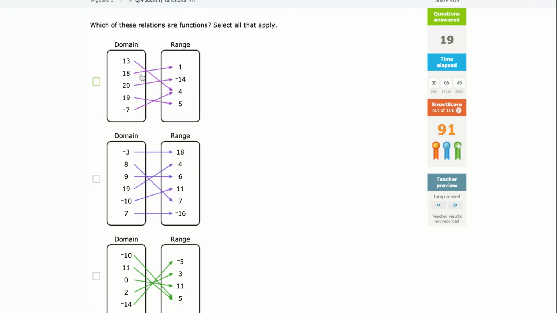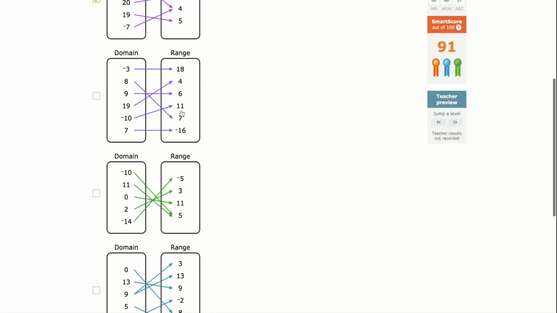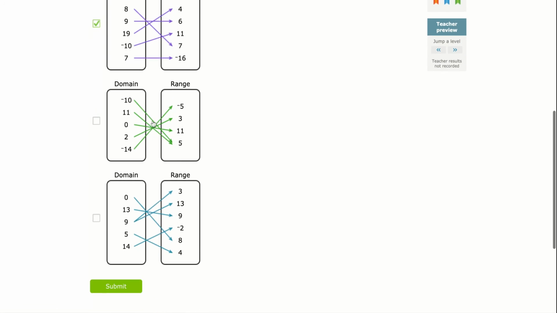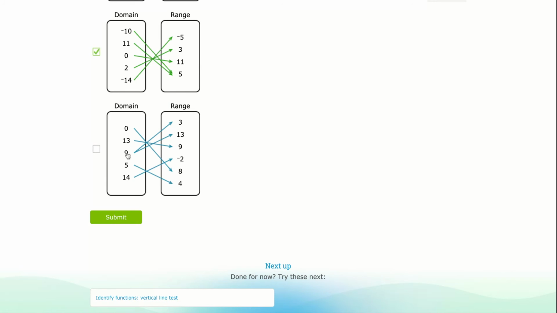Again, I don't see any domain value having 2 lines leading away from it, so that's a function. Again, everyone has only 1 line leading away from it. It's a function. Every domain value has 1 line leading away from it. It's a function. Oh, this 9 has 2. That's not a function.